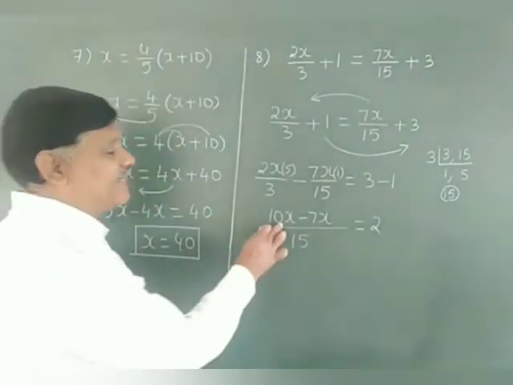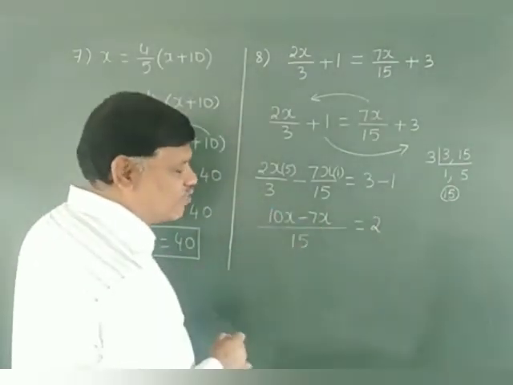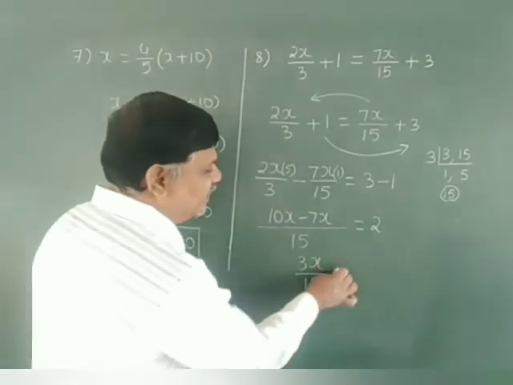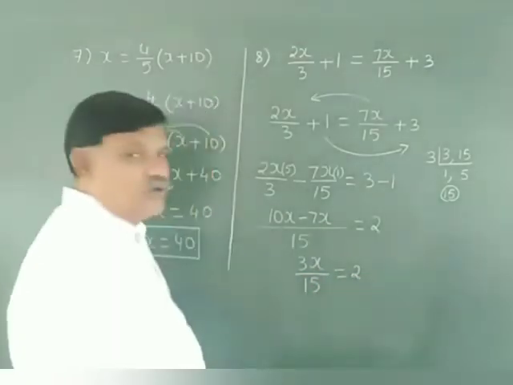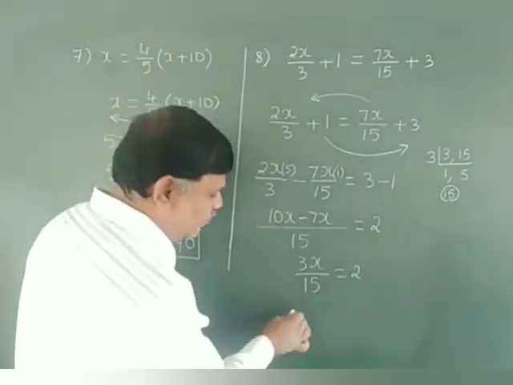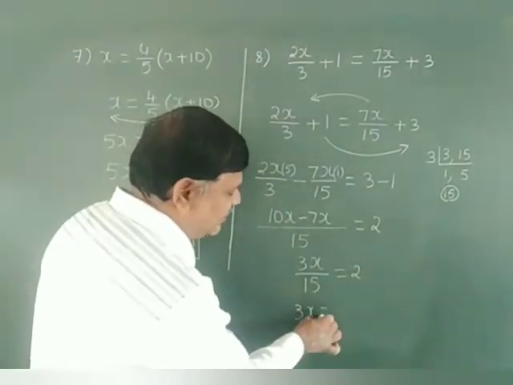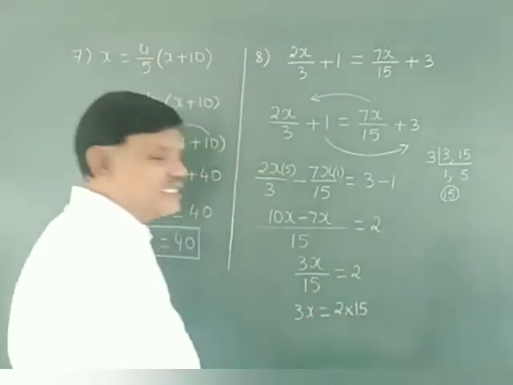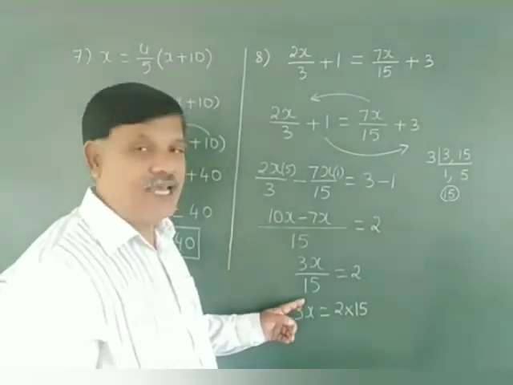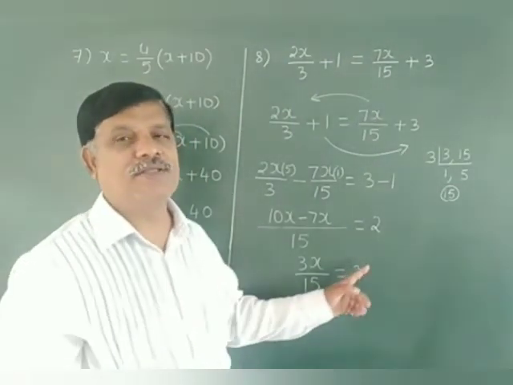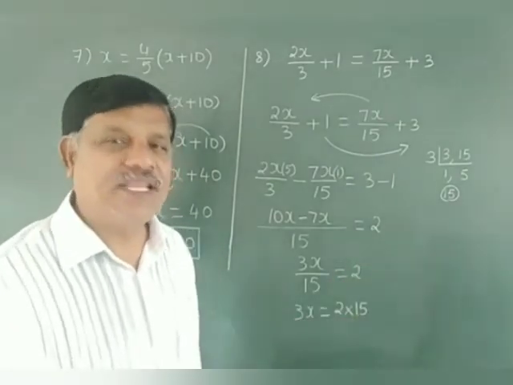Now you see 10x minus 7x, what do you get? 3x by 15 equals to 2. Now first we take 15 to RHS. So we get 3x equals to 2 into 15. Because 15 is in what? The denominator. So a number in denominator when transposed to RHS, it goes in multiplication.